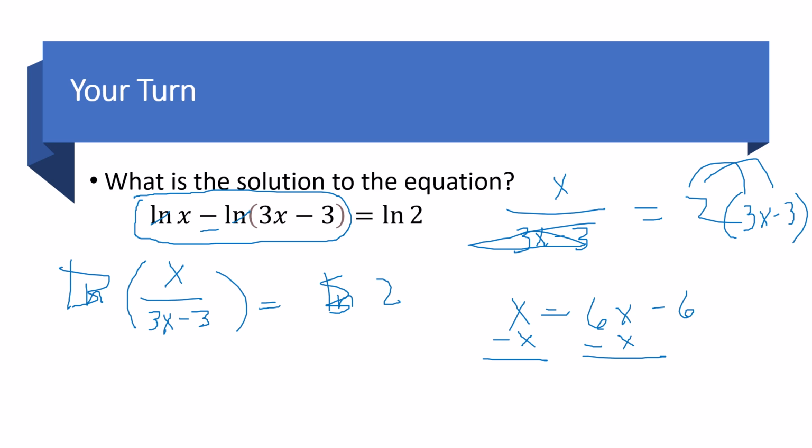Following the correct rules for solving equations. All right, so on this side we have 6. On the right-hand side we have that negative 6 plus 6 is 0. 6x minus 1x is 5x. We're almost there. Divide both sides by 5, and you get x is equal to 6 over 5.